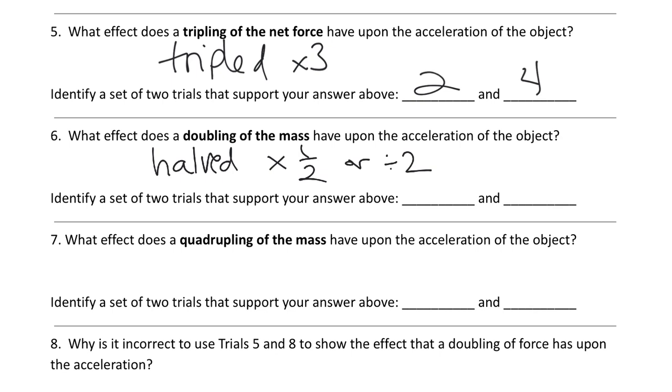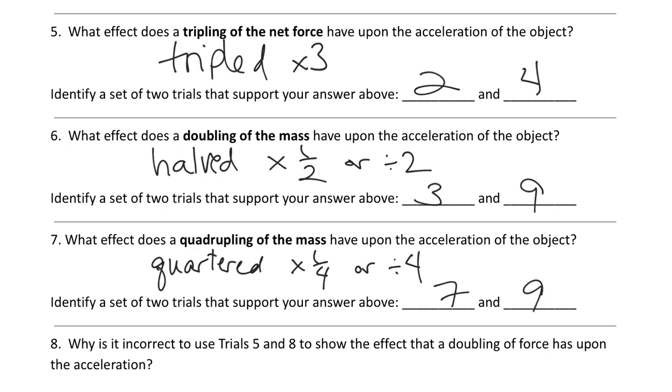All right, and then what? So just for completion's sake, 3 and 9. 3 and 9, thank you. And what about quadrupling the mass? It was what? 1/4. Quartered. All of these answers are okay. Divide by 4. Okay? And 7 and 9?